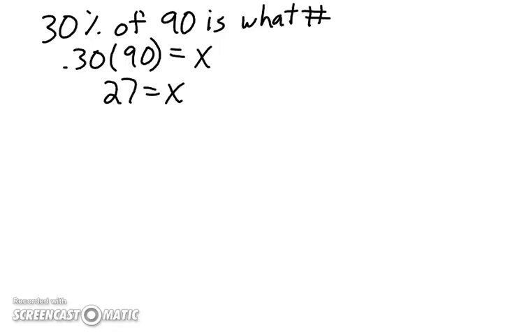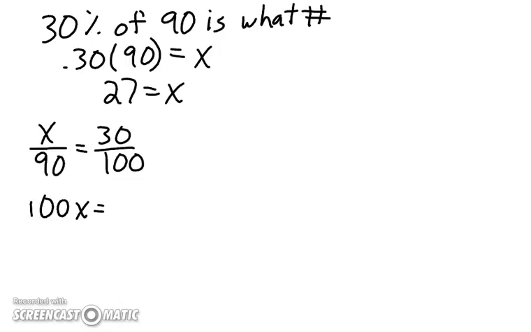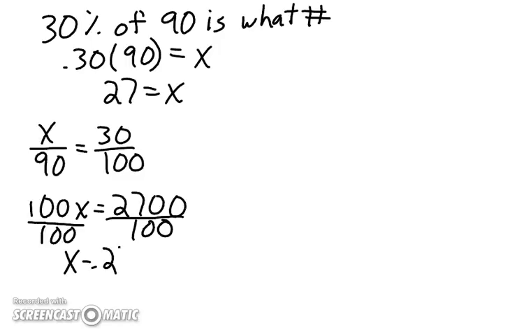If you prefer to use is over of, your is the what number, so we have x. The of is 90 equals 30 over 100. So again, when you cross multiply, you have 100x equals 2,700. I should mention that you could simplify if you so desired. Simplify the 30 and the 100. Divide by 100. And that is 27. That is the 3 types of problems that you will find with percents in section 2.9.